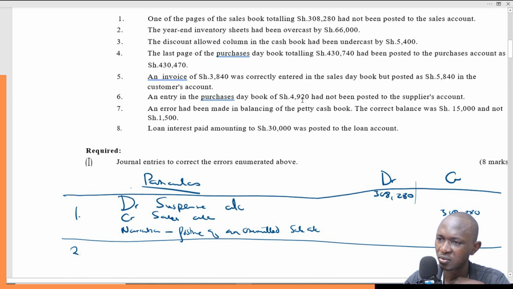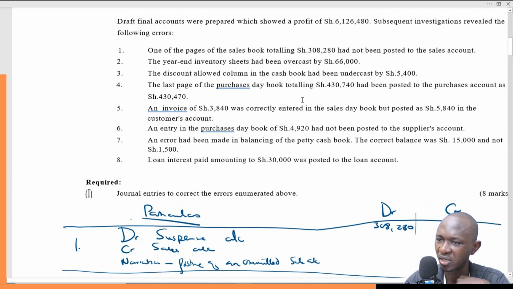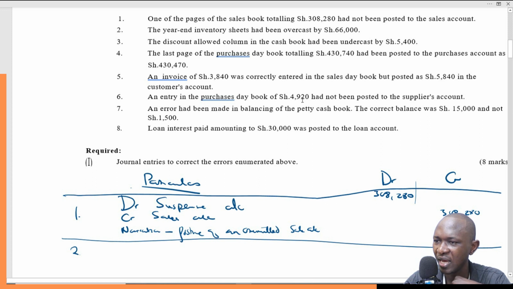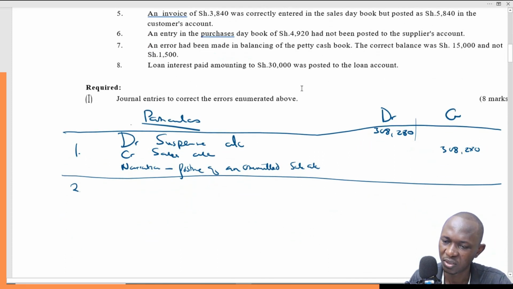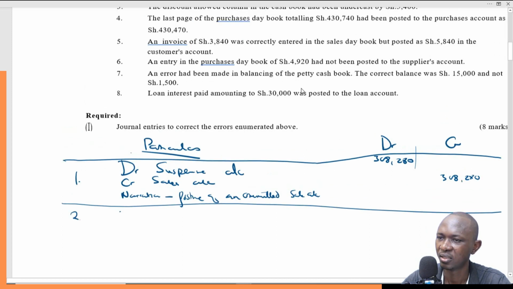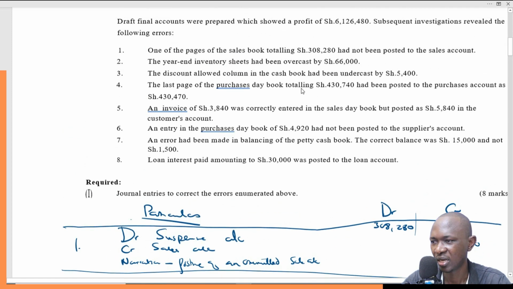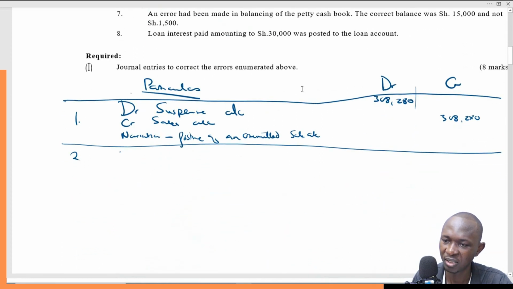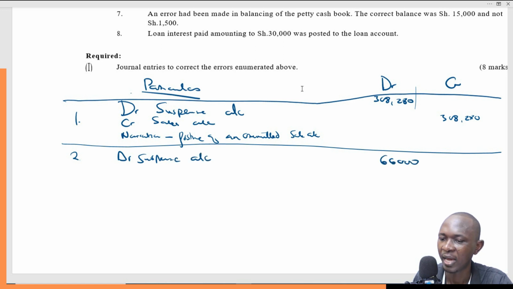Journals are used to correct errors and to post anything in your inventory. The year-end inventory sheets had been overcast by 66,000. So what are we supposed to do? It had been overcast, so we reduce. Inventories are debit, so because they had been overcast, we are going to credit. We debit the suspense account with 66,000 and credit the inventory account.